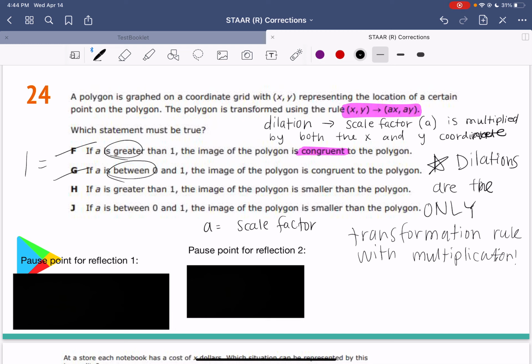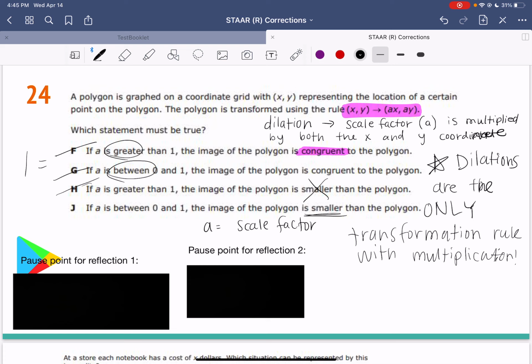So then we get to H, and it says if a is greater than 1, the image of the polygon is smaller. If I am multiplying something by a number greater than 1, my outcome is not going to get smaller, it's actually going to get larger. So if a is between 0 and 1, then you are going to get a smaller polygon.